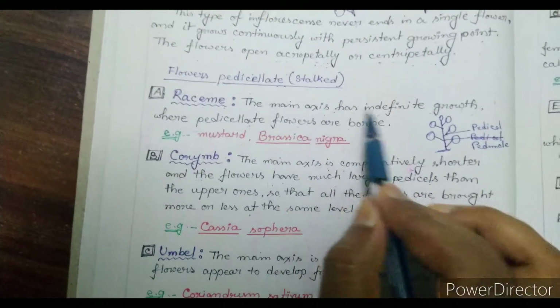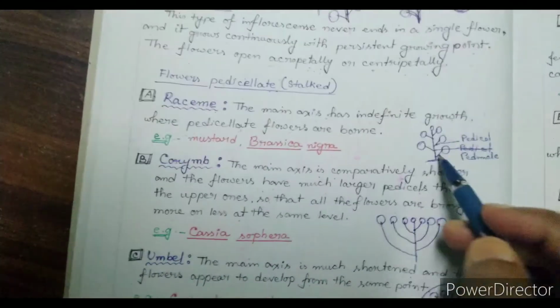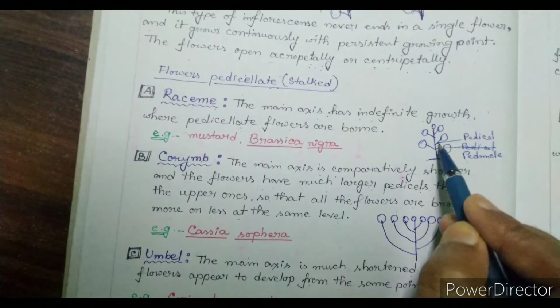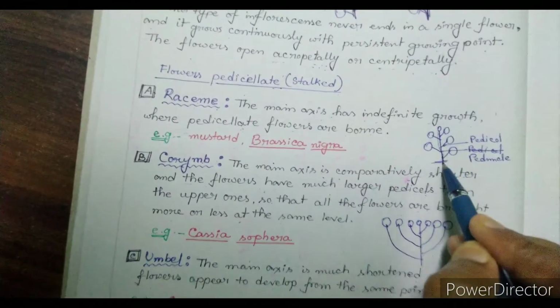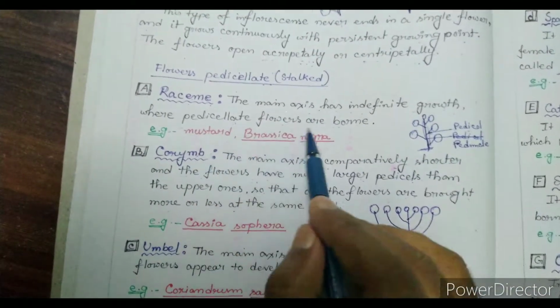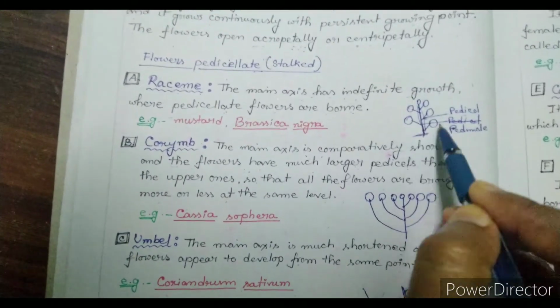Okay, so the main axis has indefinite growth where pedicellate flowers are borne. Here, pedicellate means stalk-bearing flower. This is the pedicel we know, and this is the peduncle.